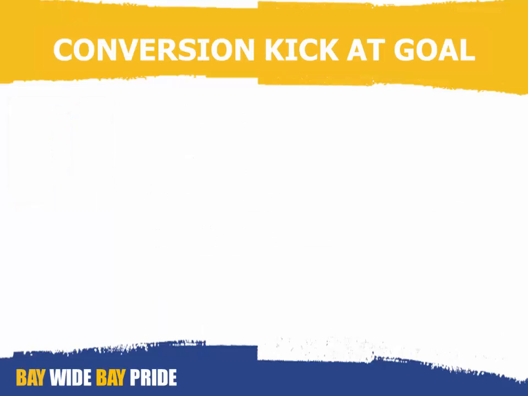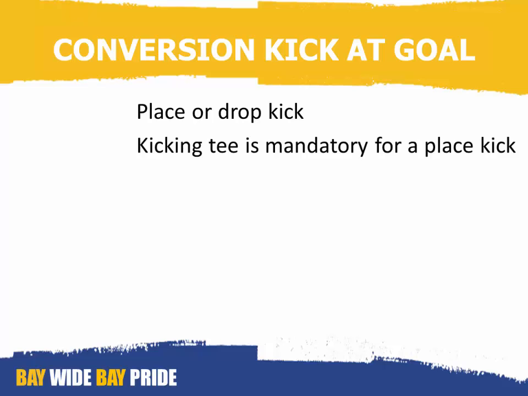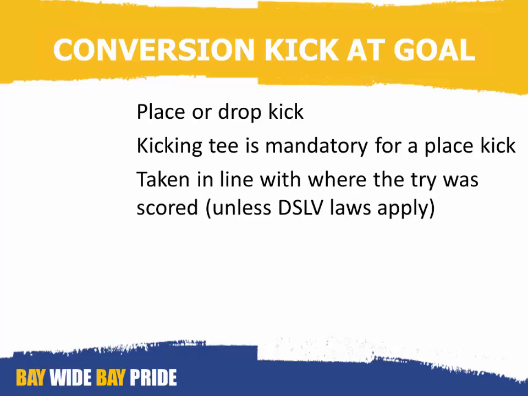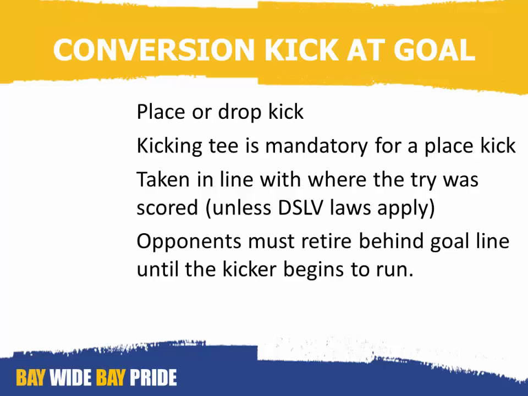A kick at goal after a try or a conversion. This can be a place kick or a drop kick. The use of a kicking tee is mandatory if it's a place kick. It must be taken in line with where the try was scored unless domestic safety law variations apply, and the opponents must retire behind the goal line until the kicker begins to run.